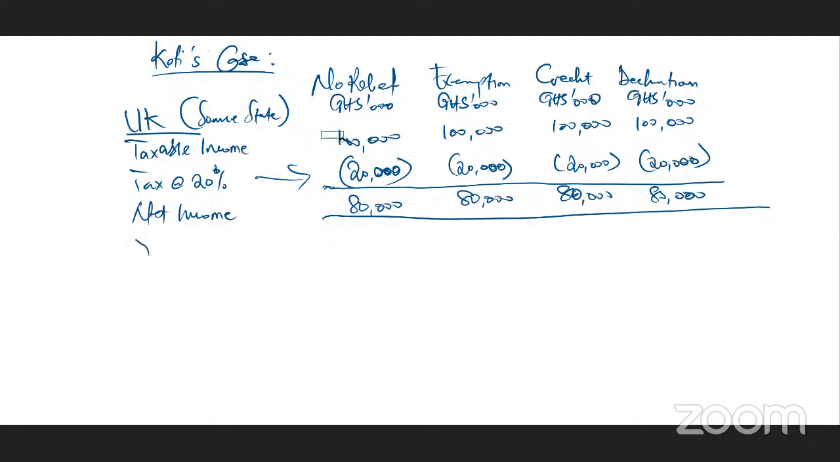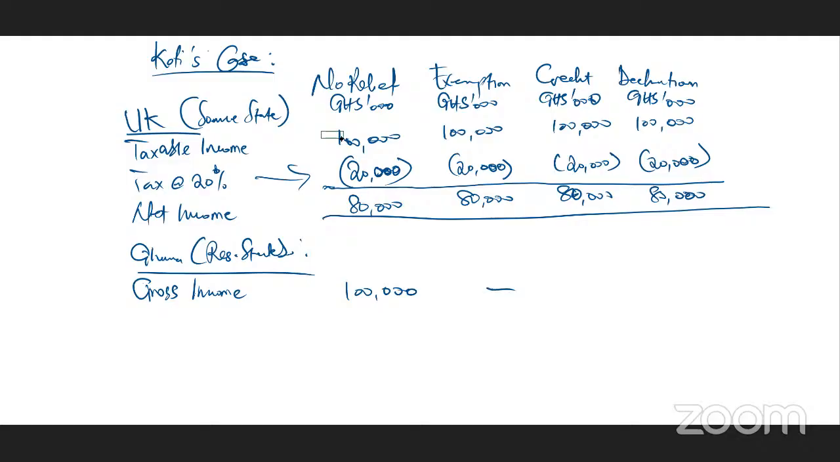Now we come to Ghana, which is the resident state, right? So in Ghana, let's bring our gross income. It's always gross. I told you, once you are resident, you are taxed on worldwide income. So in Ghana, what happens? We bring the whole 100,000 he earned, but because it's exempt in Ghana, it's nil. Credit, we still bring the whole 100,000. Deduction, we still bring the whole 100,000. Exemption, we exempt the whole income from tax.